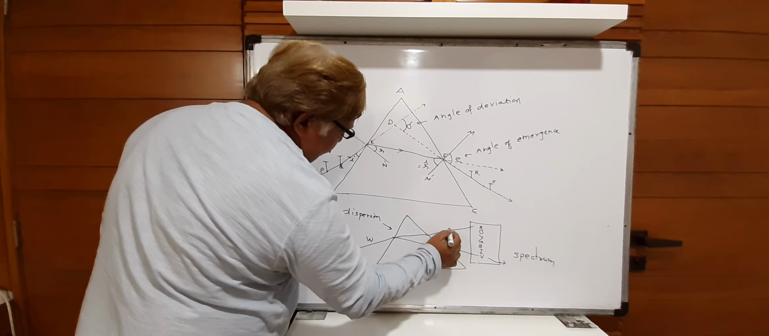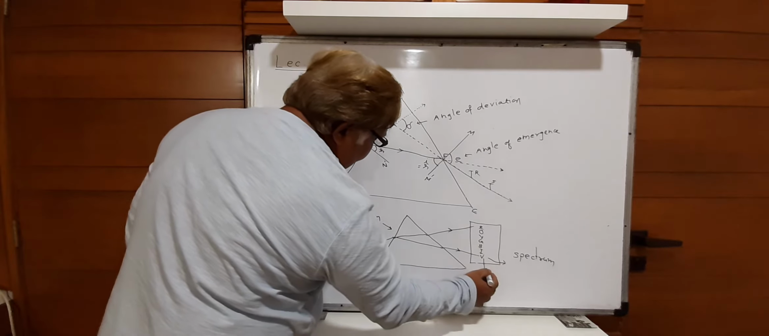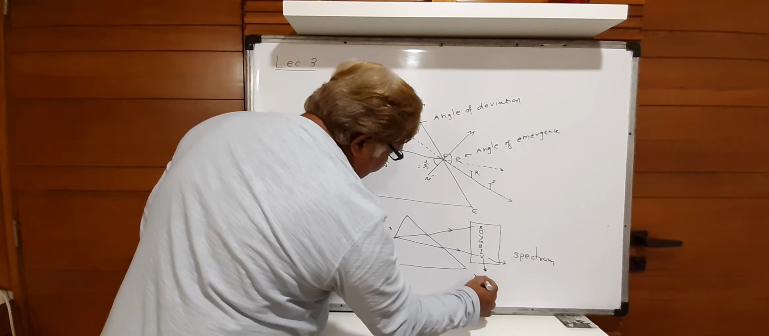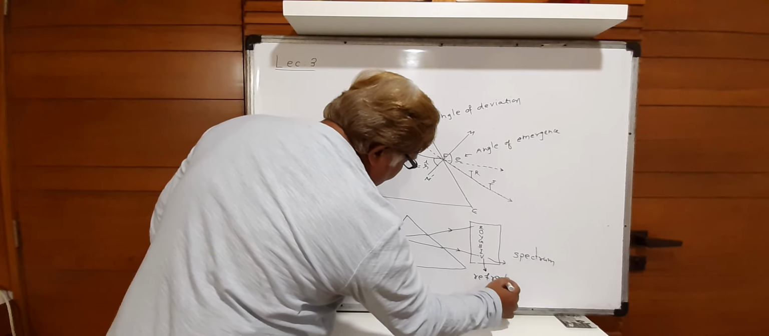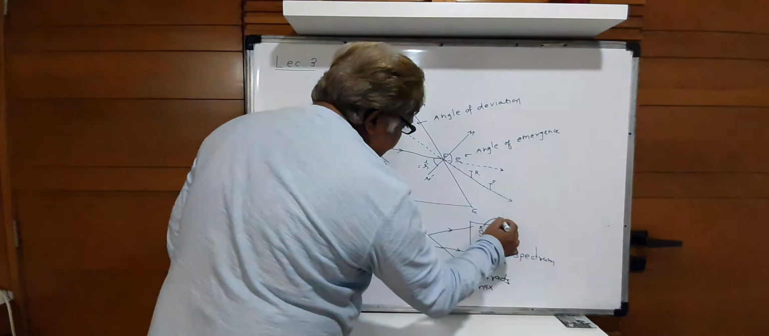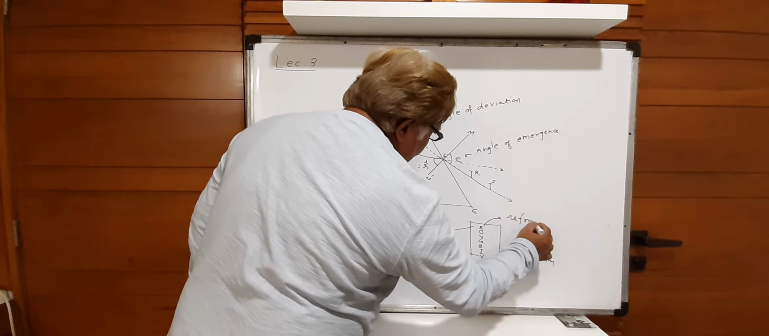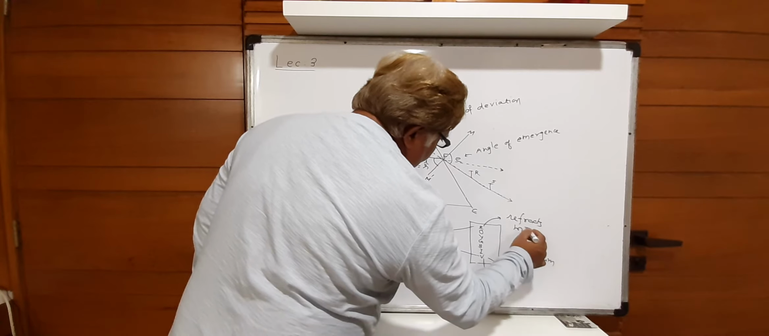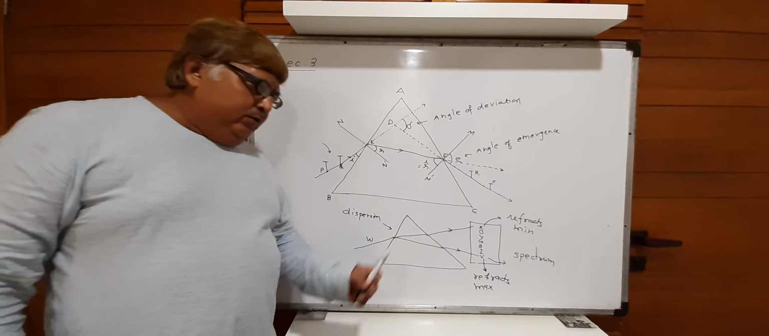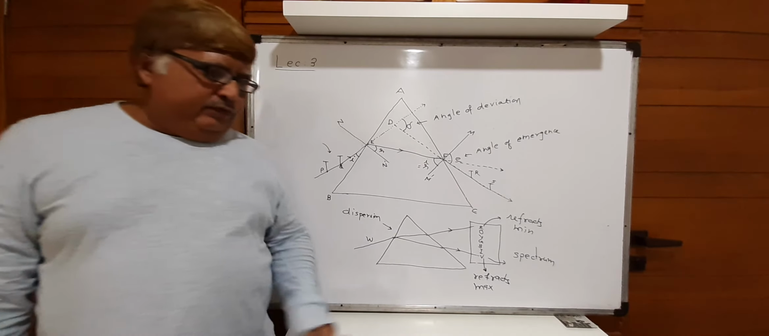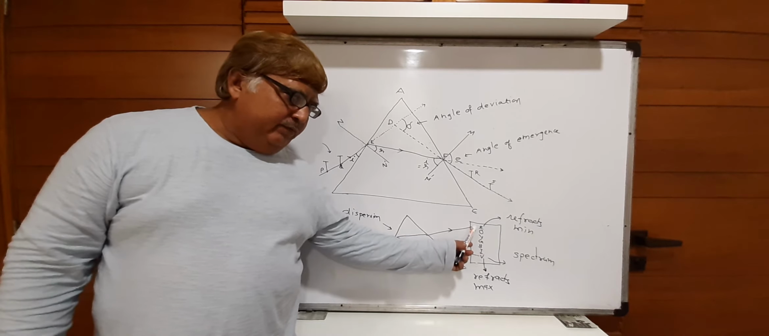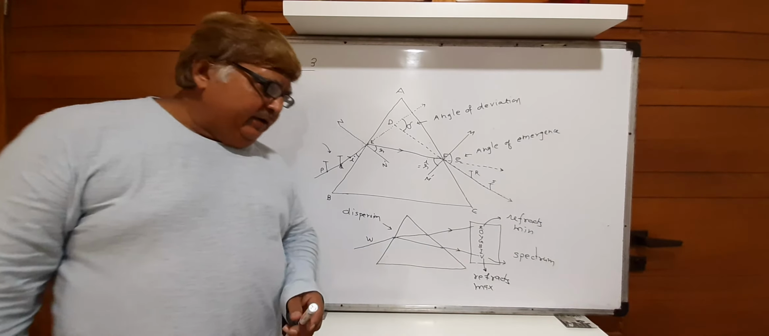Violet at the bottom, red at the top, means violet refracts maximum. Samjho, violet refracts maximum and red light refracts minimum. This is also one of the objectives in your textbook. So out of the 7 colored lights, whose refraction becomes maximum through a prism? Violet. And whose refraction is minimum? Red light.